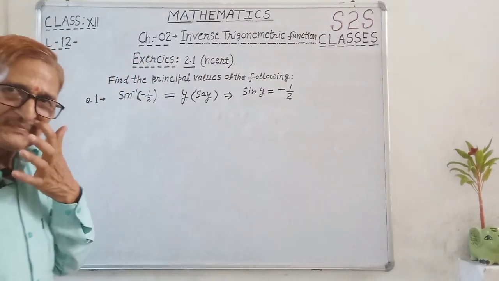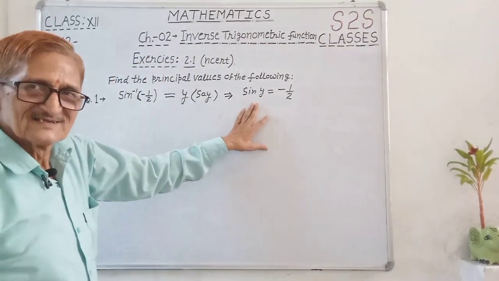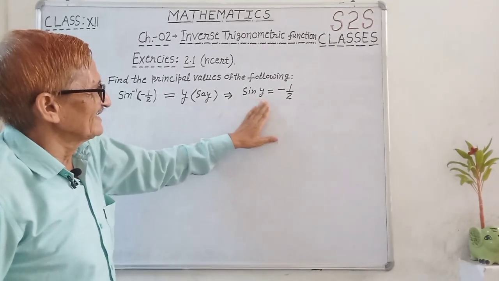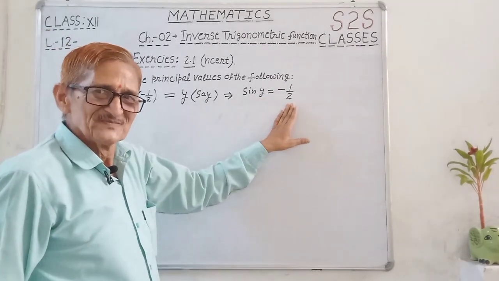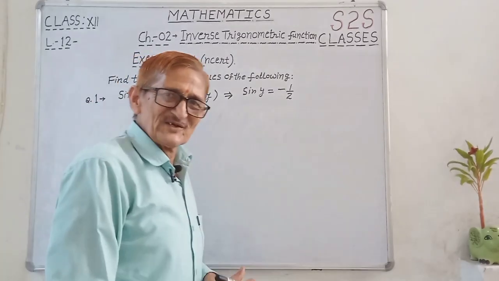Okay, inverse function definition. Now see that sine of any angle is negative. Sine function negative. Where is the negative sine function?